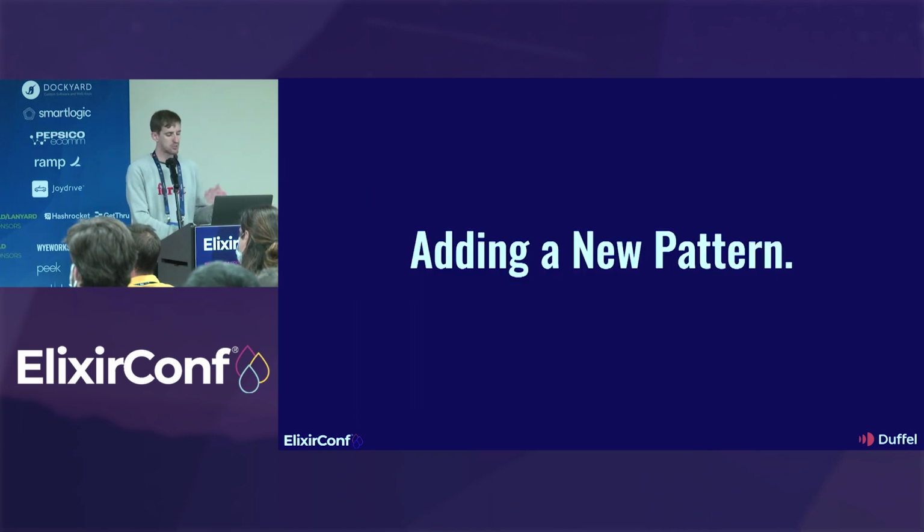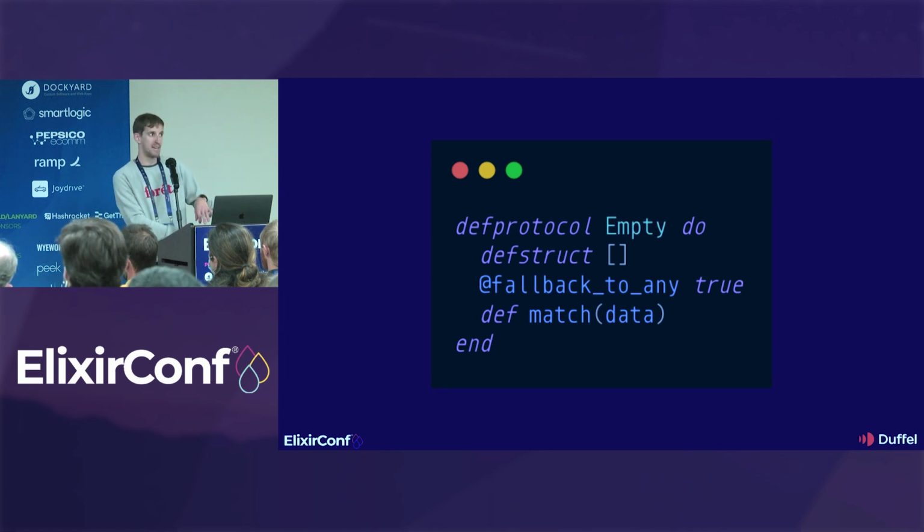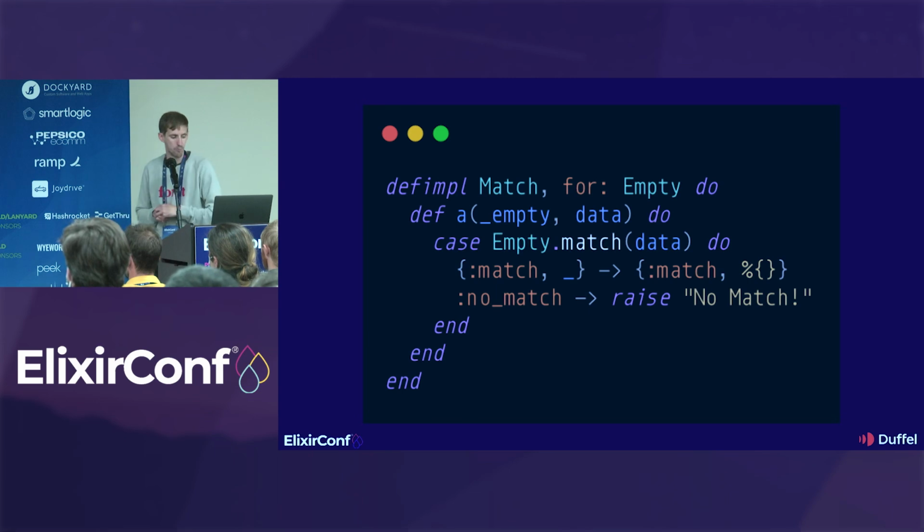And then finally, just to demonstrate what you can do, if we want to add another top level pattern, maybe like empty, we can do a similar thing. We define it as a protocol. We make it a struct so that we can implement it for other protocols, and we fall back to any, which we'll get to. But essentially, we define our match implementation for empty here, and all that's going to do is allow a data type to implement empty for itself, okay?